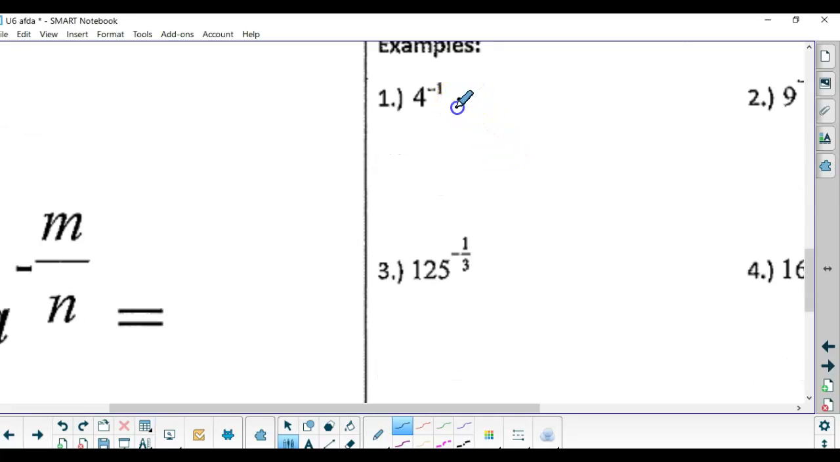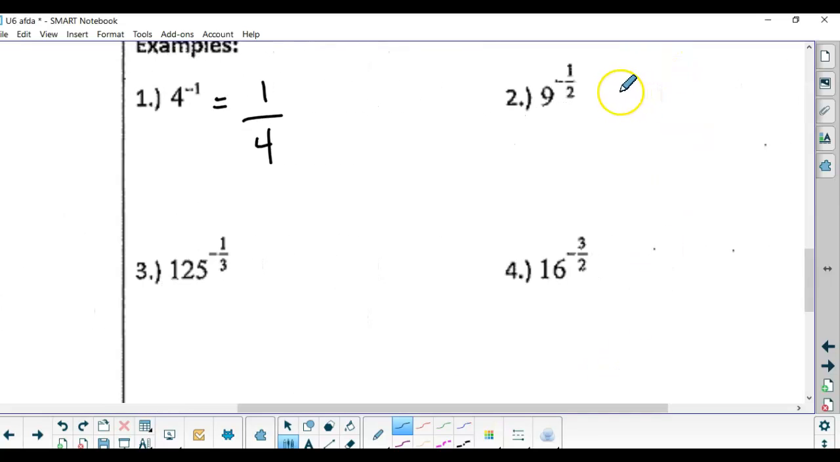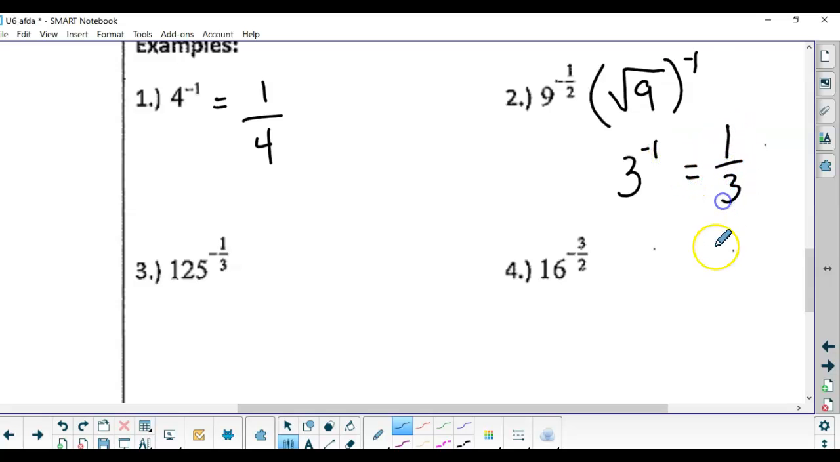Okay, remember if you have a negative, it's just a fraction. So it makes it 1/4. Let's take a look at number 2. Now it's a square root of 9. And since this is to the negative first power, I couldn't see that here, I missed that. So that's going to be 3 to the negative first power, which is equal to 1/3. Remember, negatives make it a fraction. So this is going to be 1 over the cube root of 125, which is equal to 1/5.